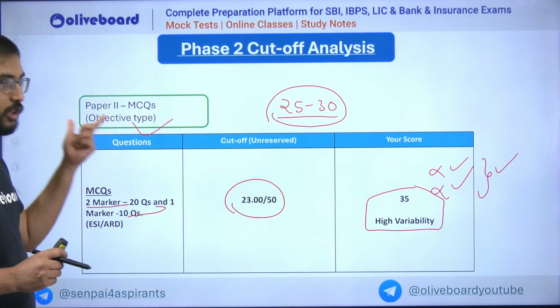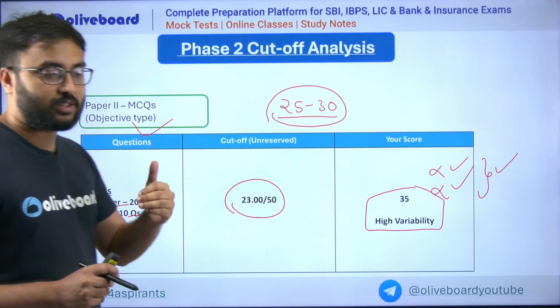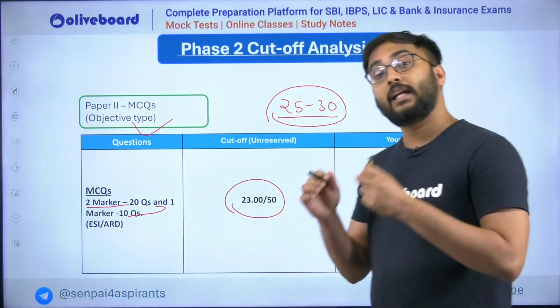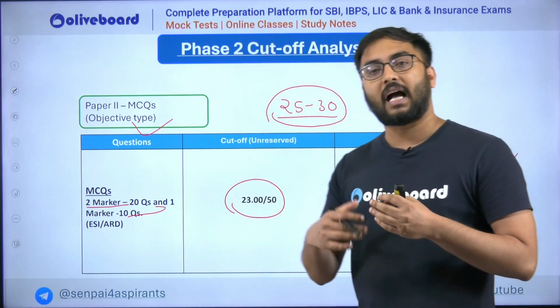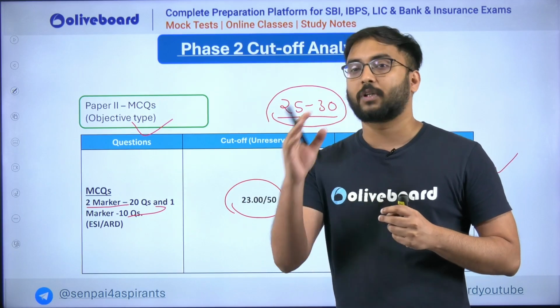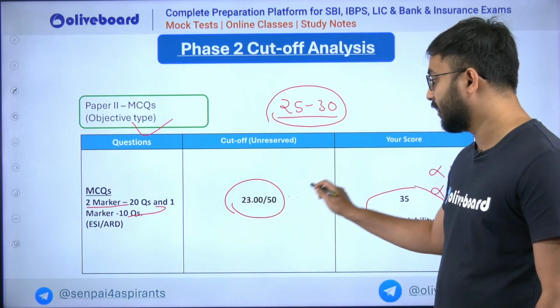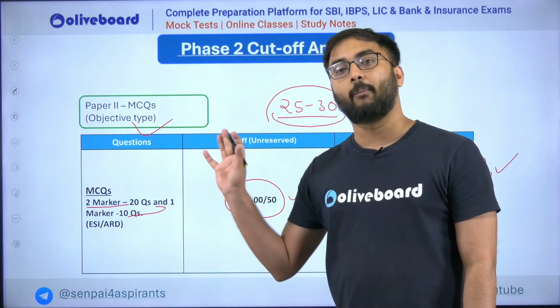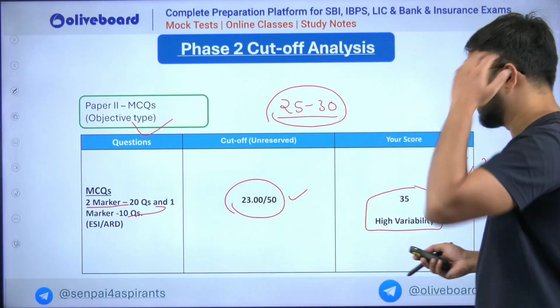MCQ, you don't know which MCQs, either ESI. Last year ESI was so difficult that many students, even though they practiced more, and even when I used to interact with them, I used to feel that this person will clear, but he was not able to clear this 23 marks out of 50. So this is an area where major competitors are eliminated. That's why take it seriously.